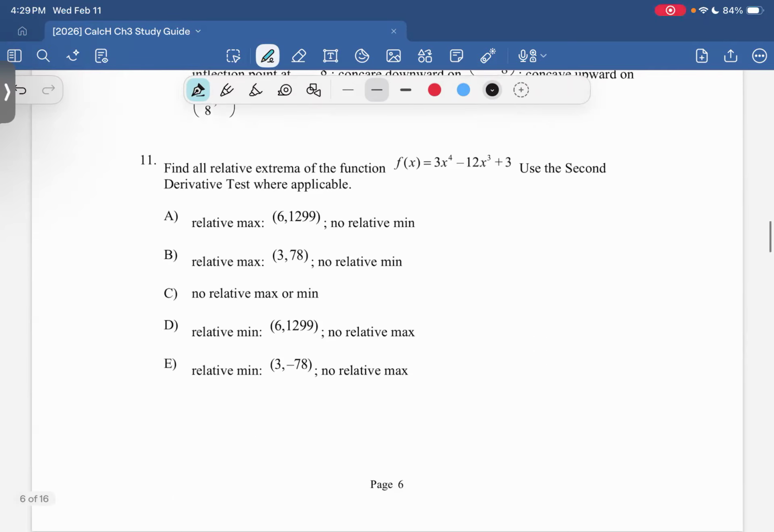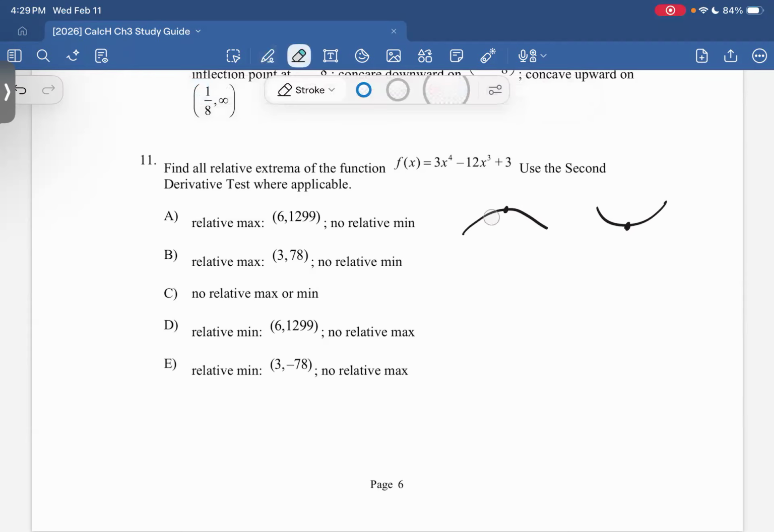Okay, find all relative extrema of this function, and we have to use the second derivative test here. So second derivative test, remember that it tells us that we have a maximum when our critical point has a negative second derivative, and a minimum when our critical point has a positive second derivative. Let's look at that.